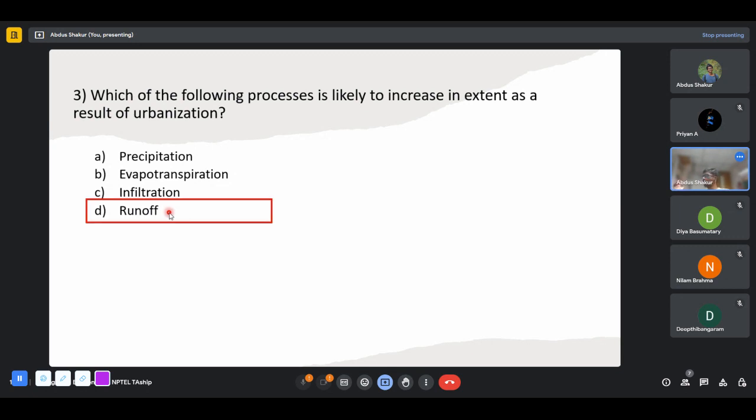Runoff basically talks about how much water just runs off instead of getting into the ground, where it fills up the aquifers. Instead of doing that, because of urbanization, most of the top surface is paved over, either by buildings or roads or pavements, where we hardly leave any space for the water to sink in. So that's what will increase due to urbanization.